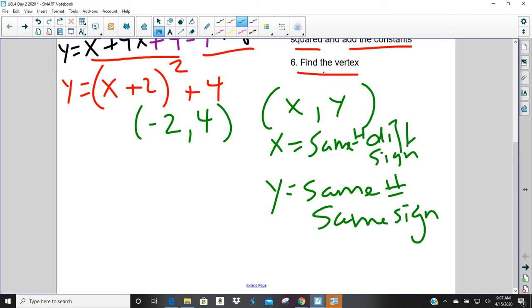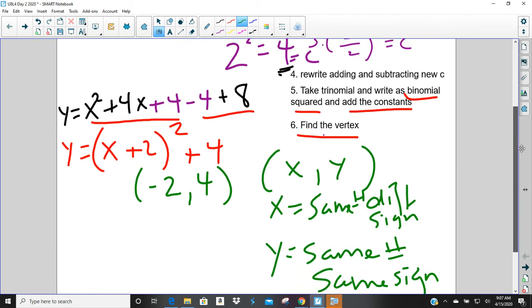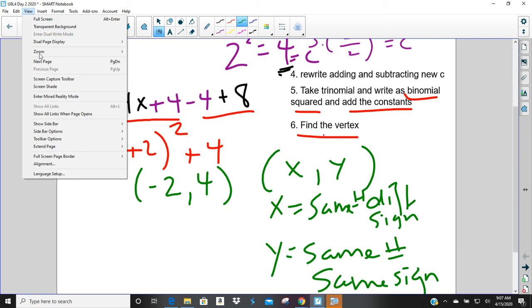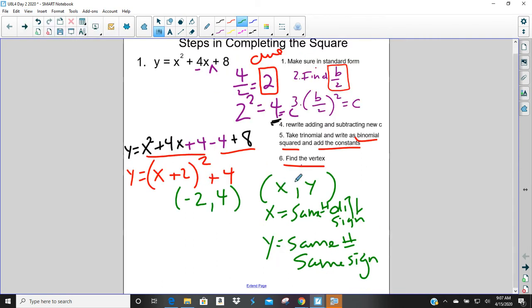Okay? So I'll give you guys a moment to write down everything that I have written down here. Let me make this a little smaller so you can see it. View, zoom. Okay. So pause if you need to. I'm going to move on to the next question.